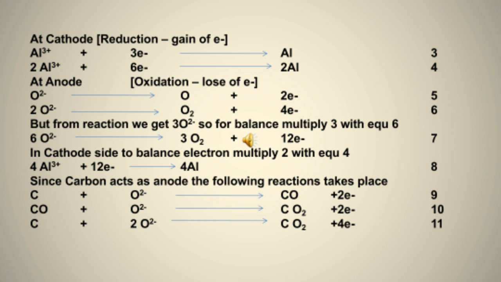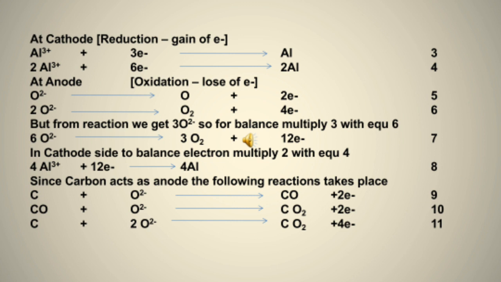Now for the anode, we have taken carbon. With that carbon, the following reactions will also take place. See the ninth equation: carbon plus O2 minus gives carbon monoxide. That means carbon reacted with oxygen gives carbon monoxide. In the tenth equation, the carbon monoxide again reacts with oxygen to give carbon dioxide. Now see the 11th equation: carbon reacted with oxygen directly gives carbon dioxide.